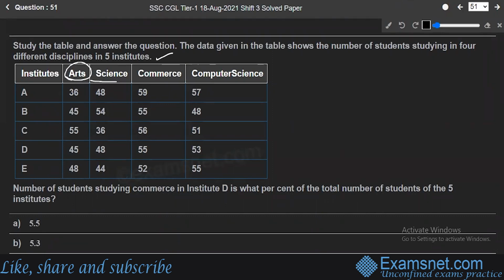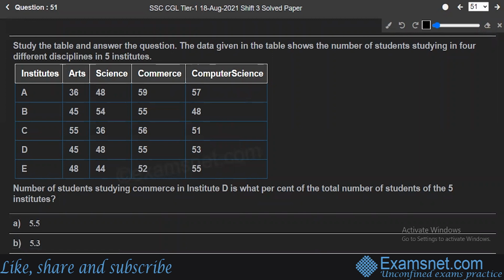Those are arts, science, commerce, and computer science. Institutes A, B, C, D, E. So these are the 5 institutes. These are the 4 disciplines in which all the students are studying. These are the number of students which are given. Okay. So I hope you are clear with the given data.